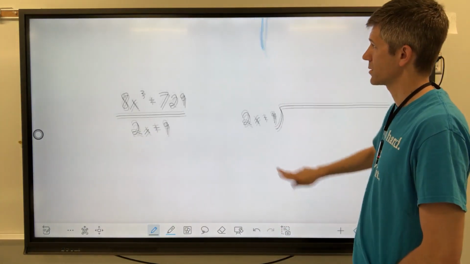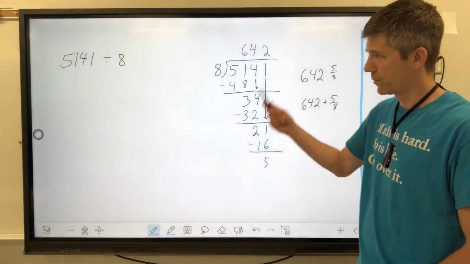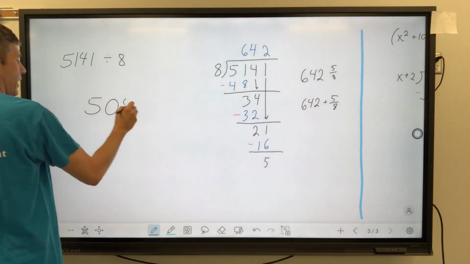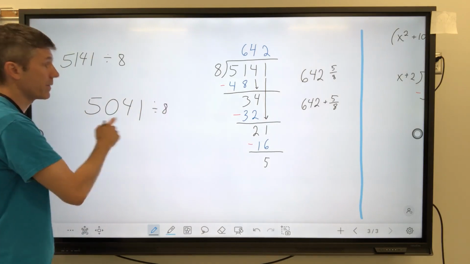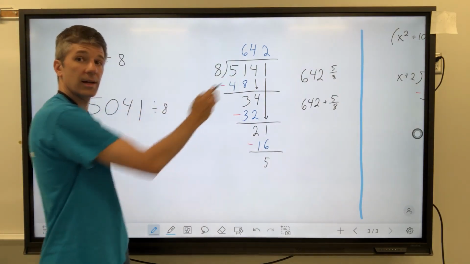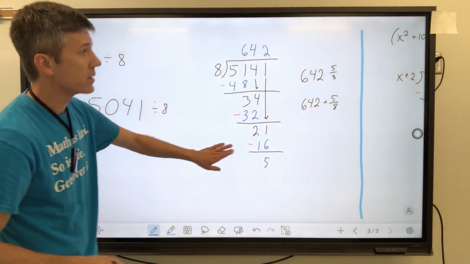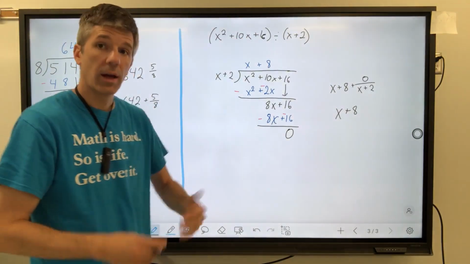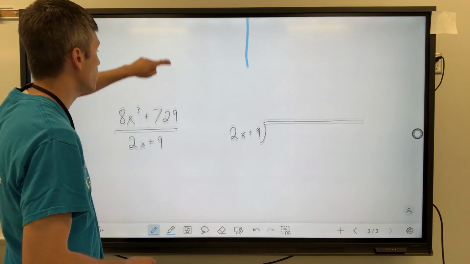So let's scroll down for a second. If I had, for example, 5,041 instead of 5141, and I divided that by 8, then I better put a 0 right there, right? Zeros are placeholders when you're dealing with place value. So I didn't have anything missing here that I needed a 0 to hold its place, but I do here.